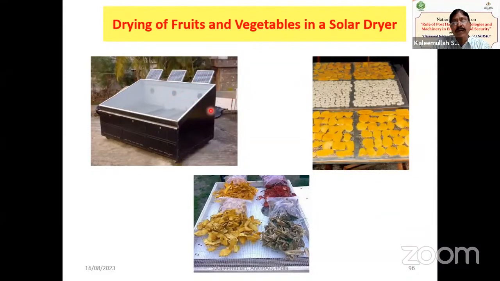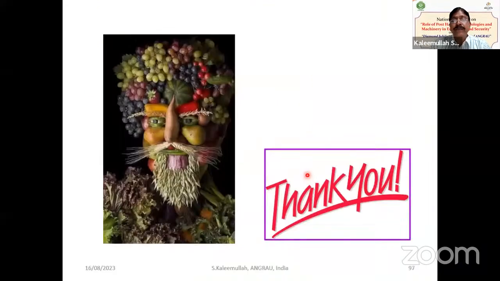Whatever you want to dry, all these fruits or vegetables, cut into slices and put inside, and the temperature inside will be very high. As I told earlier, if it is 30 outside, inside it may be around 37 or 40 degrees, and a lot of dust will not accumulate because you are not keeping it outside. And as it is a closed container and the temperature is very high, drying will take place very quickly. It is a very clean dried product that we will get. Okay, thank you.